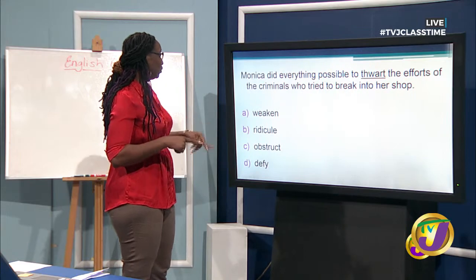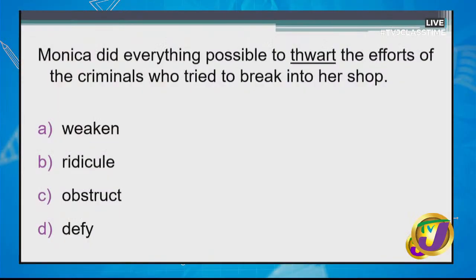So let's look now. Weaken, ridicule, obstruct, defy, thwart. Now be very careful. Thwart the efforts. What can you do to someone's effort to do something bad? You weaken the effort, you ridicule the effort, you obstruct the effort, or you defy the effort. You have at least 3 options that I know you're going to have to puzzle over. However, only one of those 3 is correct.